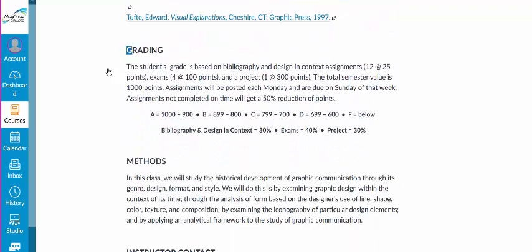The grades for this class are based on a bibliography and design and context assignment. There are 12 of those, each worth 25 points. There are 4 exams, each at 100 points, and 1 project worth 300 points. I post assignments each Monday, and they are due on Sunday of that week.